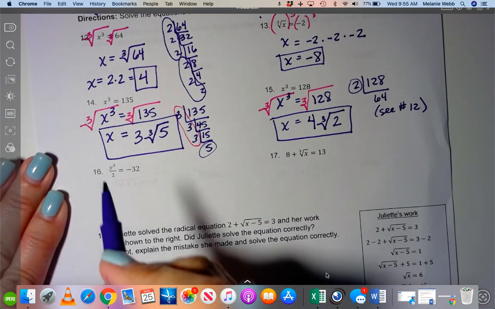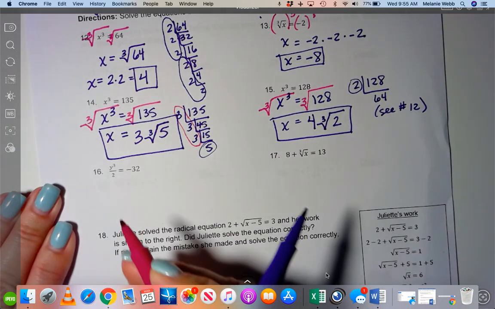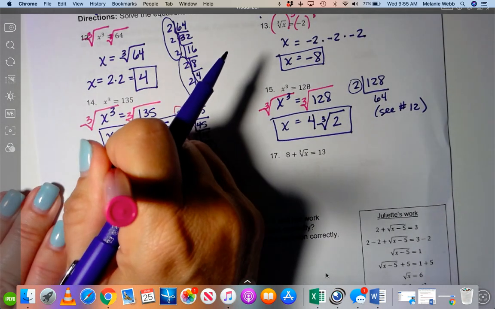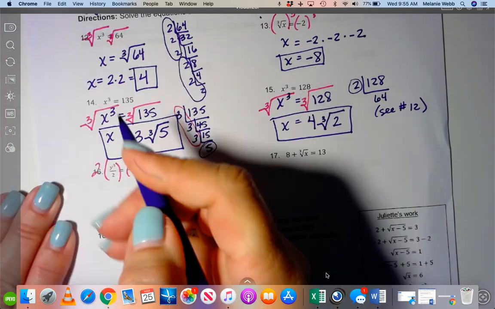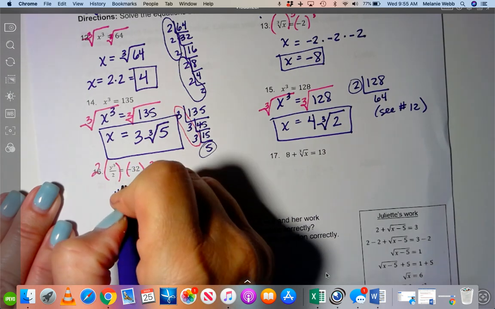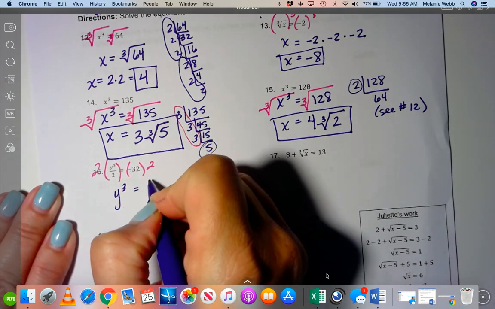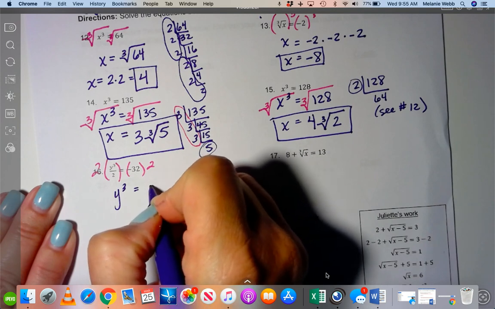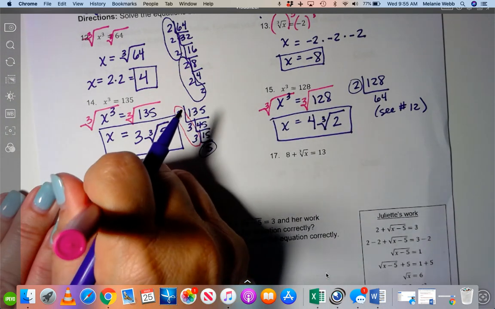Okay, here I want to get the y cubed by itself. So I'm going to go ahead and do the inverse operation of division. Multiply both sides of this equation by 2. So I have y cubed equals, and then -32 times 2, I'm not squaring it, I'm just multiplying it by 2, is -64. And I want to go ahead and take the cube root of both sides.